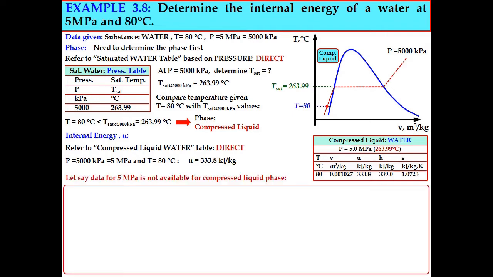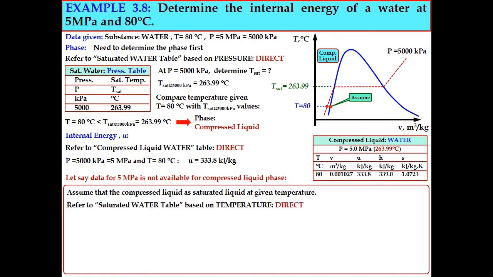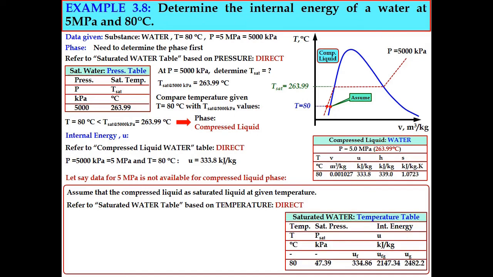Okay, now as an alternative, let's say the data for 5 megapascal is not available for the compressed liquid phase. What you need to do is assume the compressed liquid as saturated liquid at given temperature. The temperature given is 80 degrees Celsius, so you need to use temperature, and then refer to the saturated liquid condition. Because we already made this assumption, we need to refer to the saturated water table based on temperature, so we can probably obtain the information directly from the table.